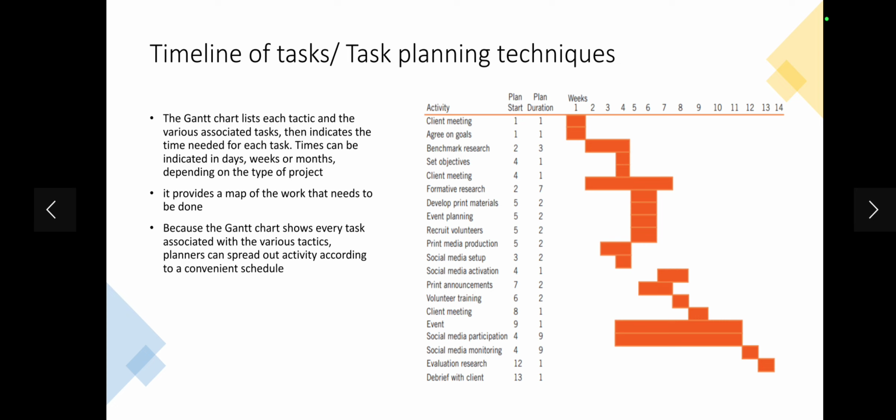So there's what we call the Gantt chart. Now, most of the time, people use the Gantt chart in public relations to help in planning their tasks. Let me explain what you're seeing here, this diagram you're seeing here.